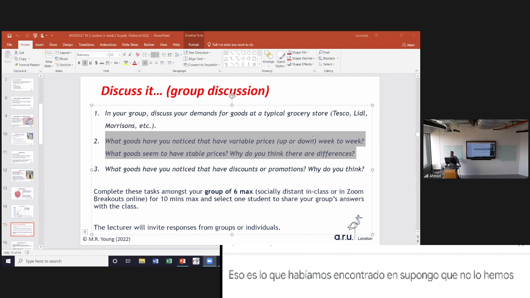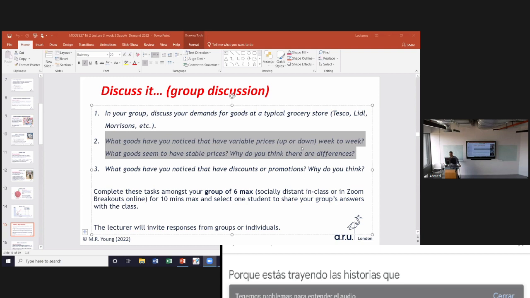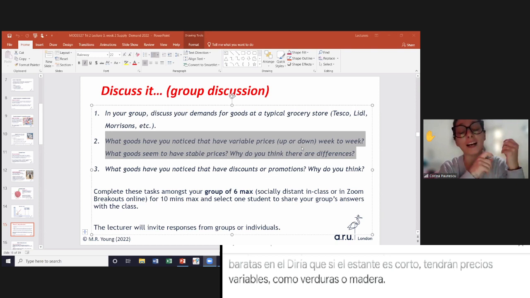Okay. Can you give me an example of seasonal products? Melon, for example. Strawberry, yeah. In the summer you can find them cheaper. In the winter it's a bit more pricey. Corina, what do you say about this? I would say that the shorter the shelf life is, the more variable the prices will be, like vegetables or fruits. We're thinking of dairy, like yogurts, milk, even bread.